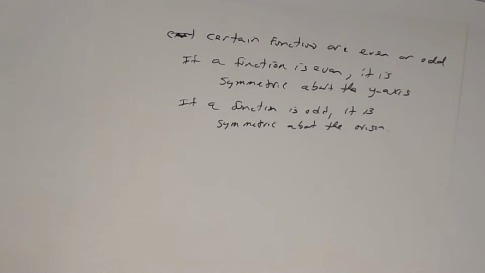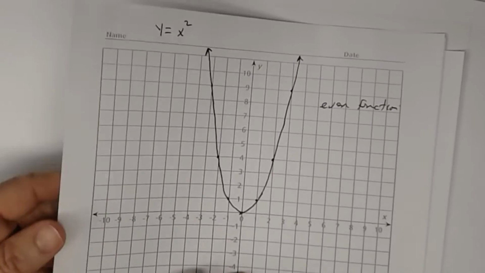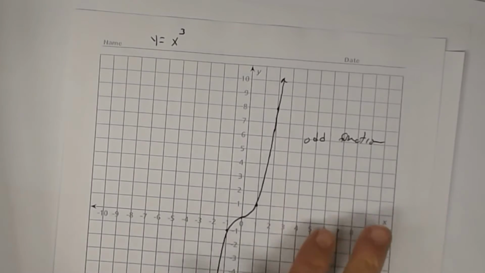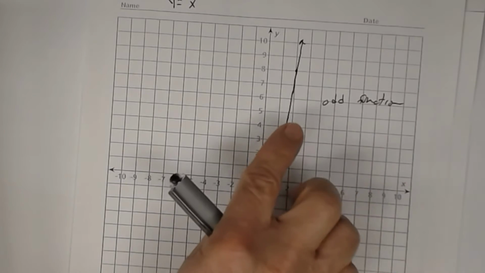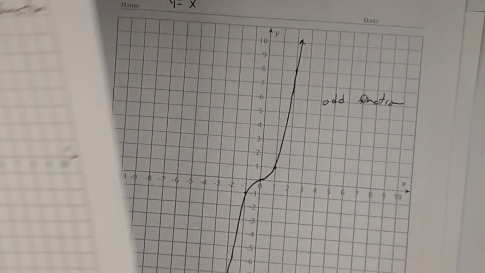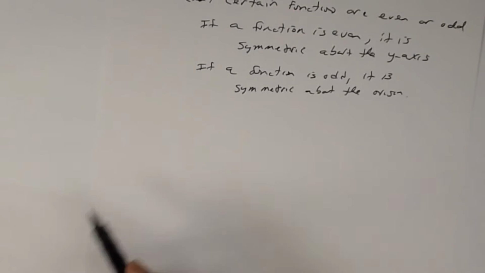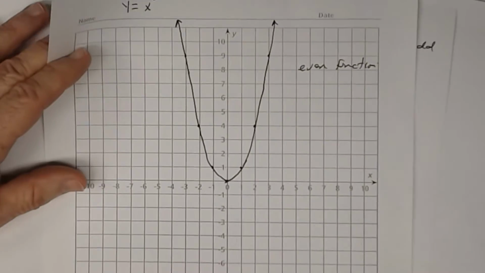All right, so far we know that if a function is even, it's symmetric about the y-axis, and if a function is odd, it's symmetric about the origin. So remember, an odd function, symmetric about the origin, is reflected about the y-axis, then reflected about the x-axis. Now there's a test that you can use, just like we did with the symmetries for the x-axis, y-axis, and origin. There's a test you can use when you're dealing with functions.